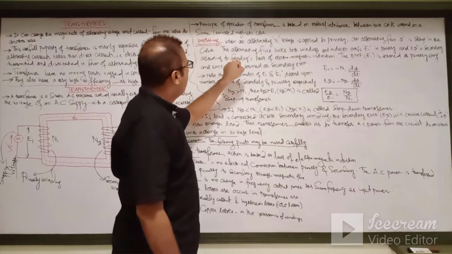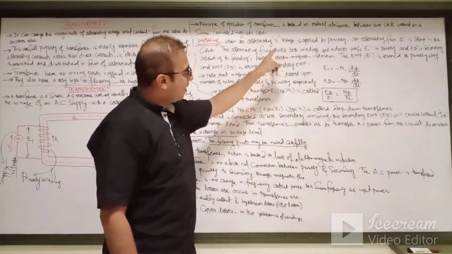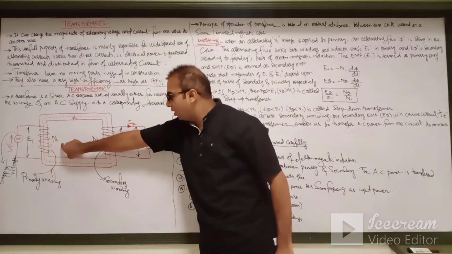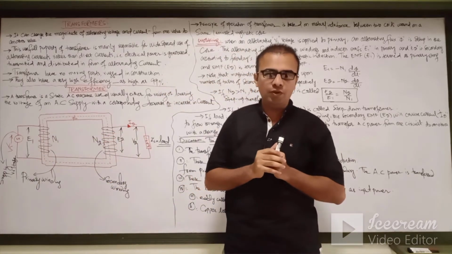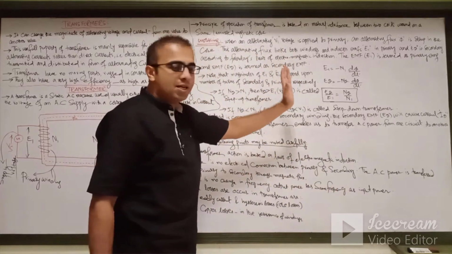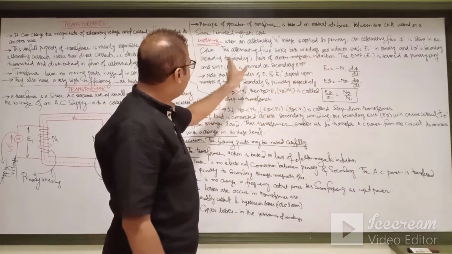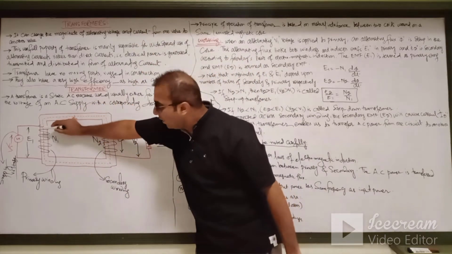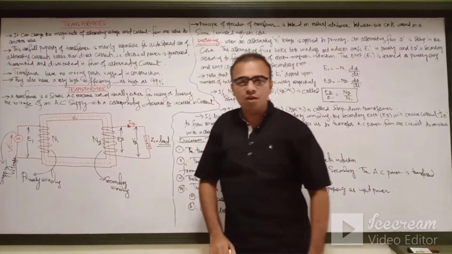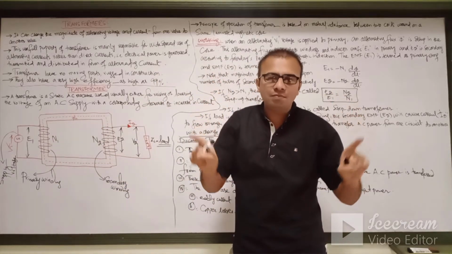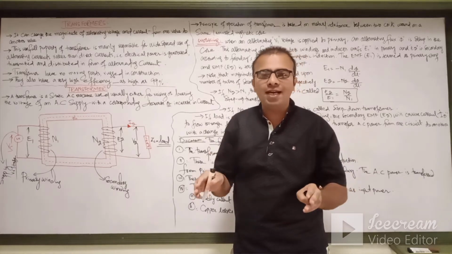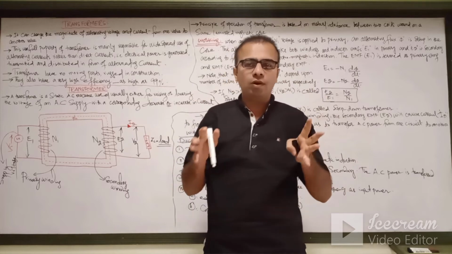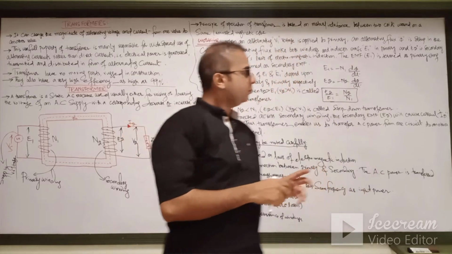Now, working. When an alternating voltage is applied to the primary, as you can see, we are applying an alternating voltage to the primary winding of the transformer. What happens? An alternating flux phi is set up in the core. Now, if this is the core of the transformer and you are applying the alternating voltage to this primary winding, the core is magnetized. When the core is magnetized, what happens? Magnetic flux is induced in the core.